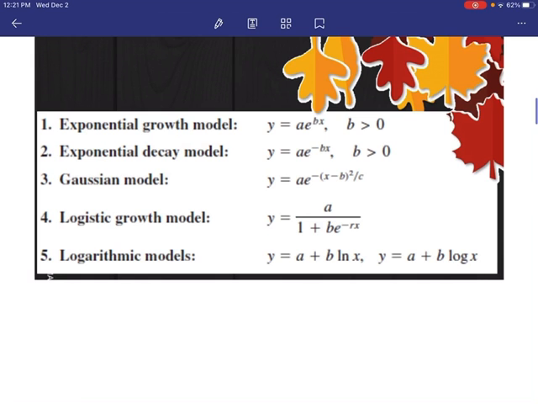The next one is called our Gaussian model. We see this more once you get into upper level mathematics like calculus, so we won't be doing much with that in here. And then our last two are used quite a bit. These are our logistic growth model and our logarithmic models.